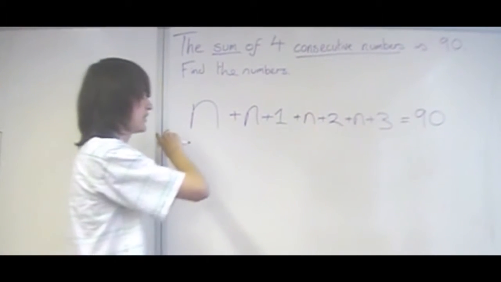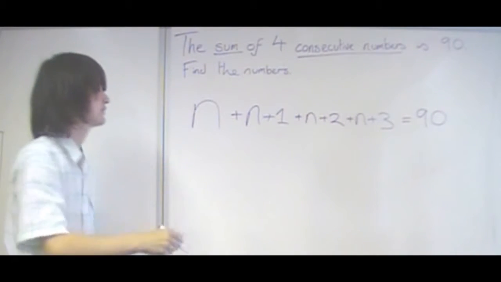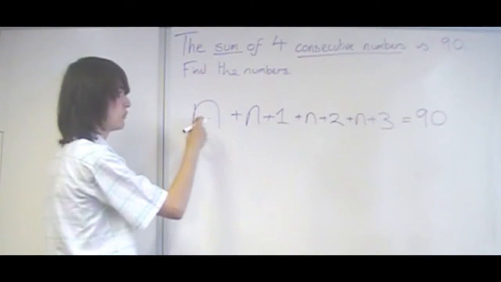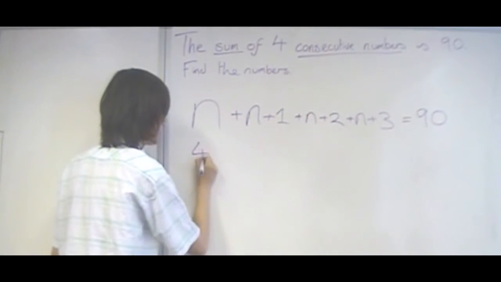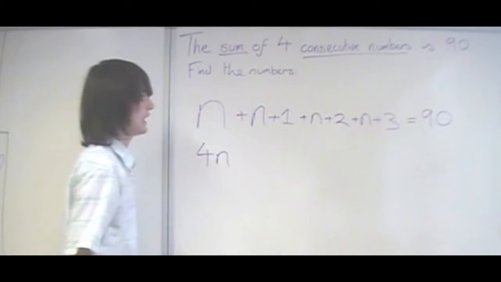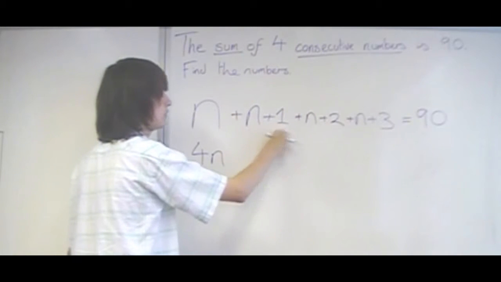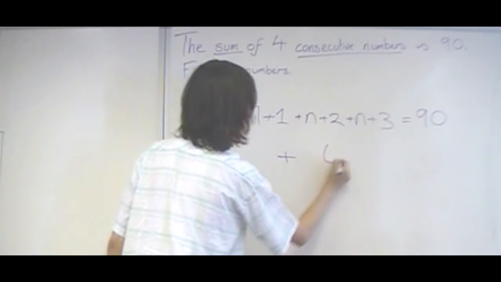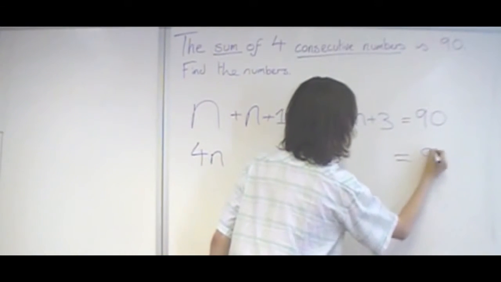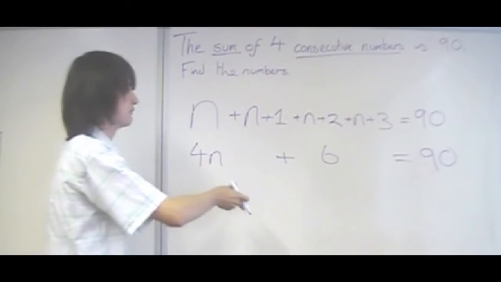And so we have to solve this big long equation, but we can condense it, we can simplify it. We have 4 n's, 1, 2, 3, 4, so we can write that instead as 4n. And we have 6 numbers. We've got 1, 2, 3, 4, 5, 6, so plus 6, and that gives us 90. And so this is a little bit nicer to solve.